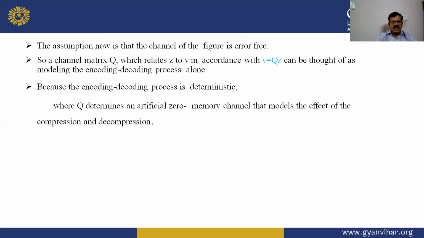So a channel matrix Q, which relates Z to V in accordance with V equal to QZ, can be thought of as modeling the encoding-decoding process alone, because the encoding-decoding process is determined by Q, which determines an artificial zero-memory channel that models the effect of the compression and decompression.